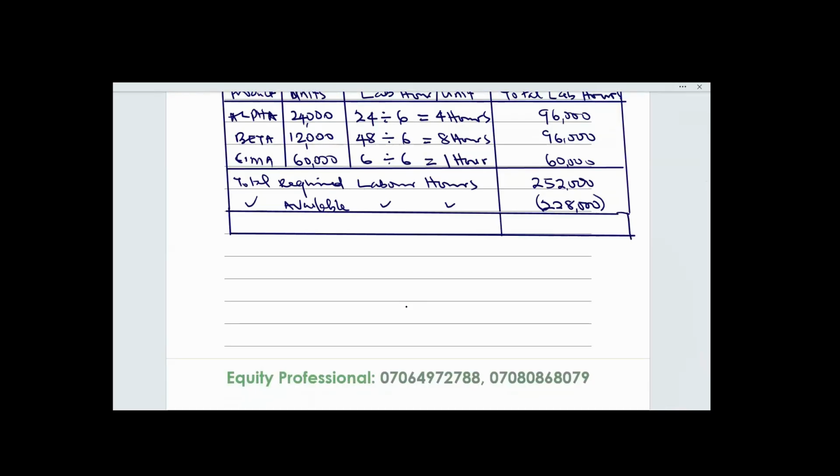What's the difference? The difference is 24,000. So that means there is a shortfall, because the company requires 252,000 to maximize contribution, but the company only has 228,000. So there's a shortfall of 24,000. So that's step one. That confirms that there is insufficiency in direct labor hours. We then move to step two.